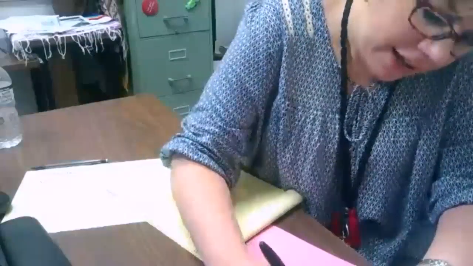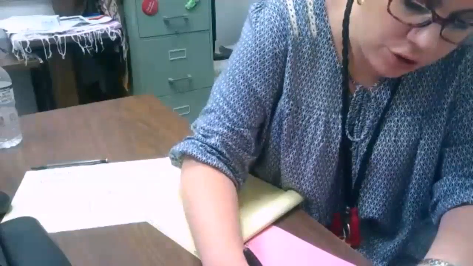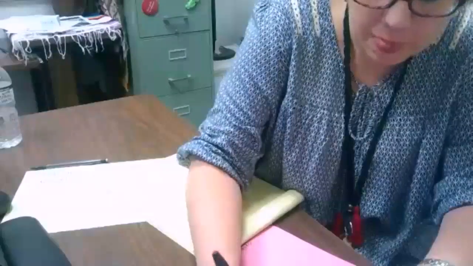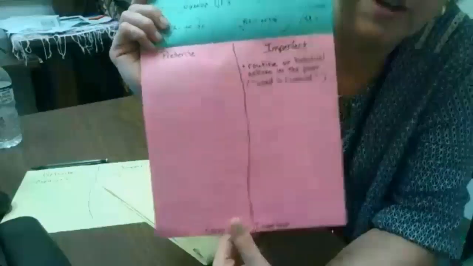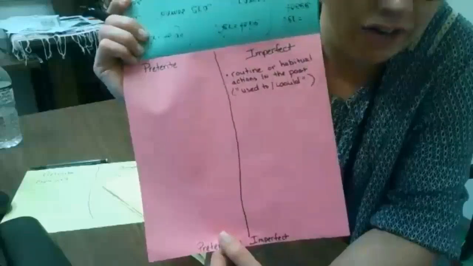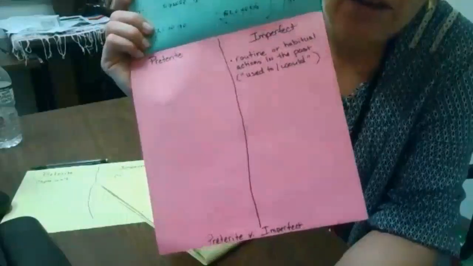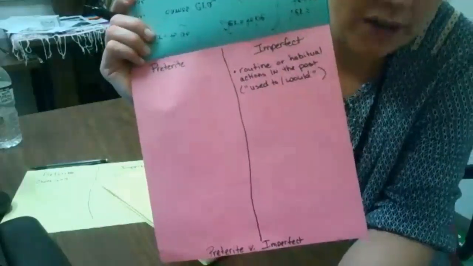And basically in English, we refer to this as used to or would. Right? So write that down. That's one of your uses of the imperfect. The imperfect is used to describe routine or habitual actions in the past. Or, like I said, if you could translate it into English as I used to or would.